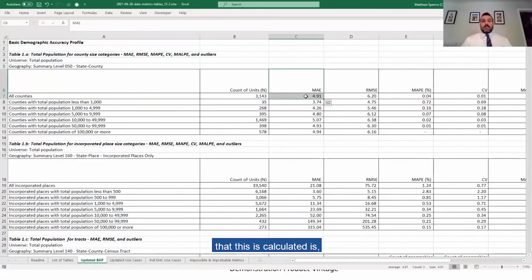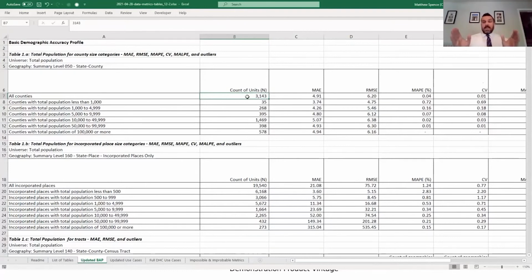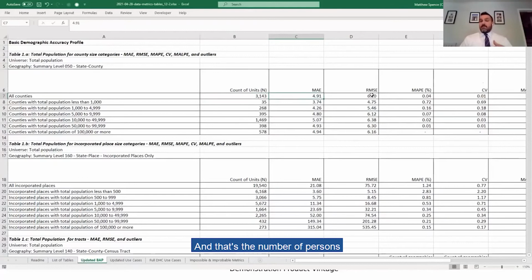The precise way that this is calculated is you take all 3,143 counties that were in the United States, excluding Puerto Rico, and for each one of those, you take the tabulated data from the Disclosure Avoidance System, and you find the difference between that and the published data. You take the absolute value of that, so maybe you're off by 10 or maybe you're off by 20, and then you take the average across all 3,143. And that's the answer, 4.91. That's the number of persons that you'll see on average in terms of change.